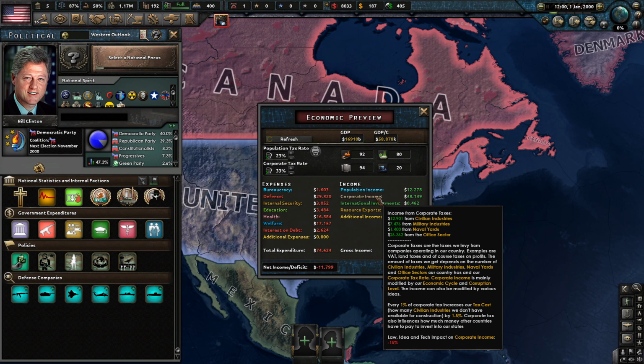It is also important to note that corporate tax increases raise tax costs, which is the same as consumer goods in single player. Therefore, if you have a high tax rate, your civs won't be able to build anything.